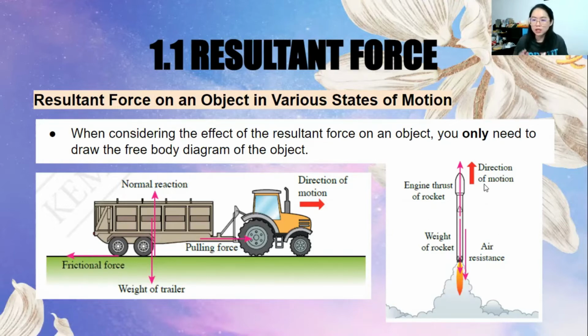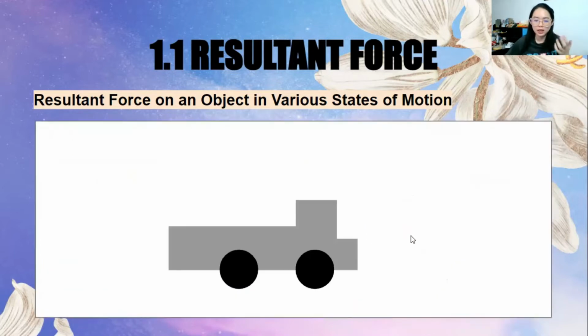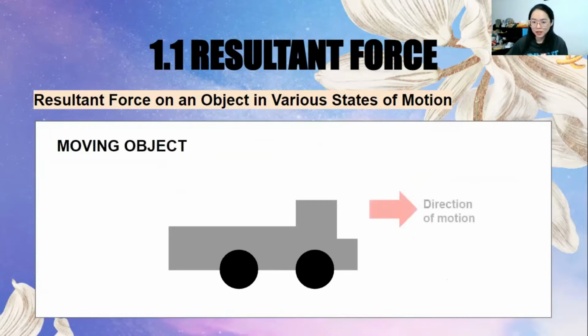So the rocket is moving outwards. What are the forces that I have here? So you have to understand that. Now I'm going to explain in detail how I draw it. Okay, now let's say I have a lorry. So what does the lorry do? The lorry is a moving object, and the direction is moving to the right, as I see on the screen.